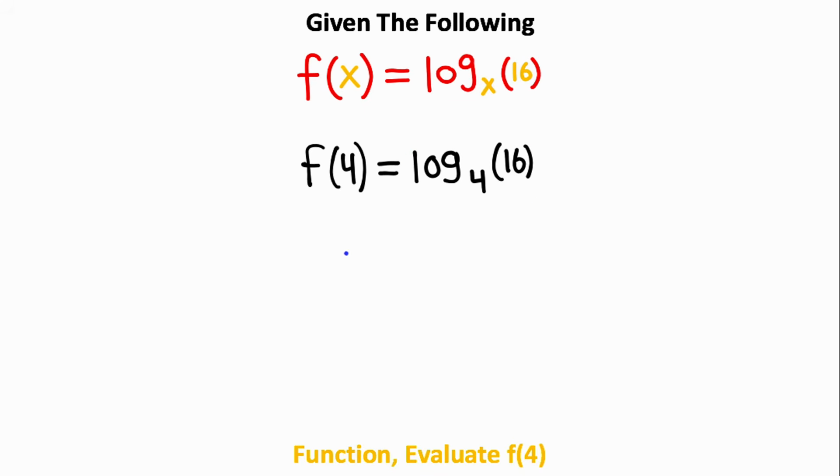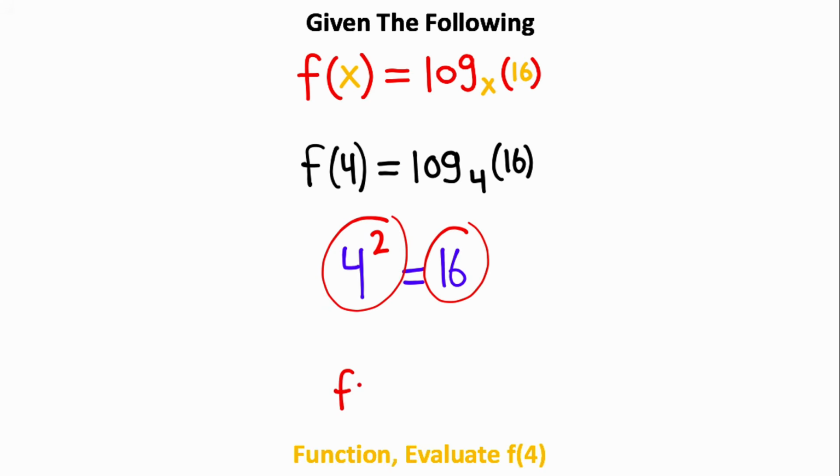Well, 4 is the base that we're dealing with, and this base is raised to some exponent. That's what the logarithm calculates. And whatever that exponent is has to get this side of the equation to equal 16. If you take 4 and raise it to the second power, you're going to get 16, because 4 squared is 4 times 4, which is 16. So the answer for f of 4 is 2.